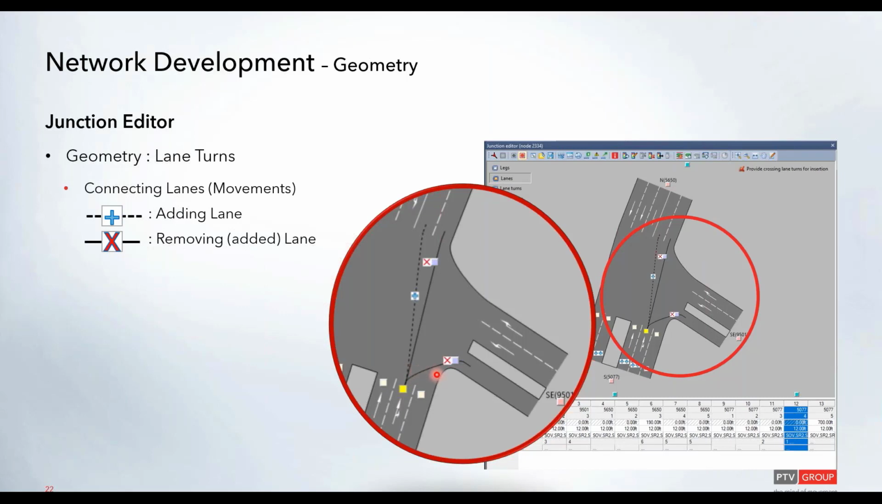So if you would like to remove any of those particular movements or connections, you can click on this X button to disconnect them. Or if you want to establish a new connection, you can click on that particular lane and then click on this plus button to reestablish it.